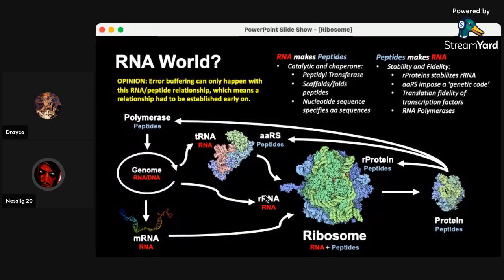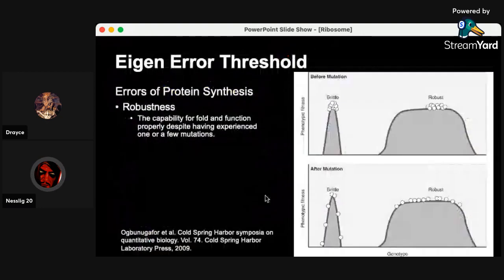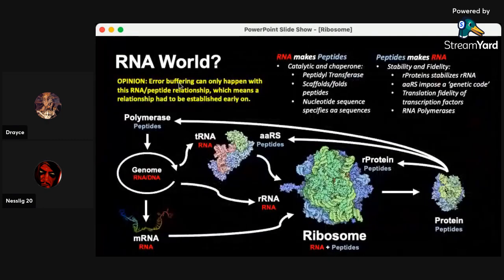So my opinion is that because of this error buffering with robustness of the proteins and of polypeptides and also genetic code, error buffering can only happen with this RNA-peptide relationship, which means that this relationship had to be established early on to get this error buffering going.